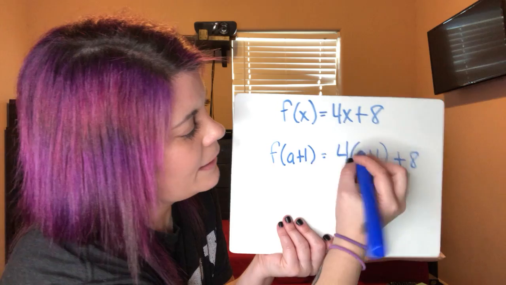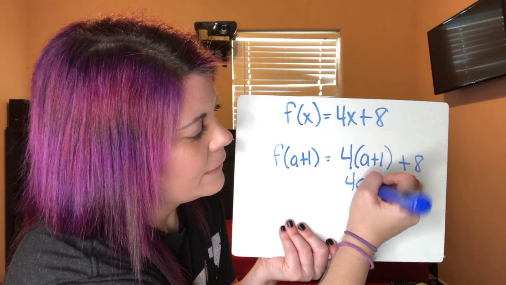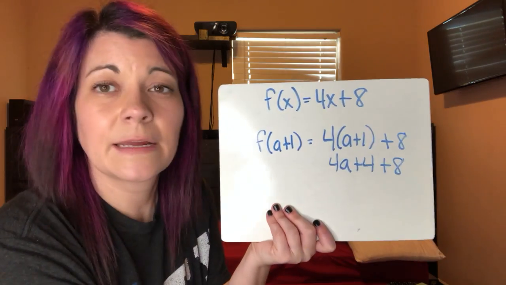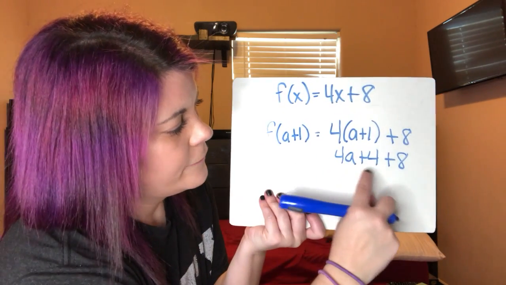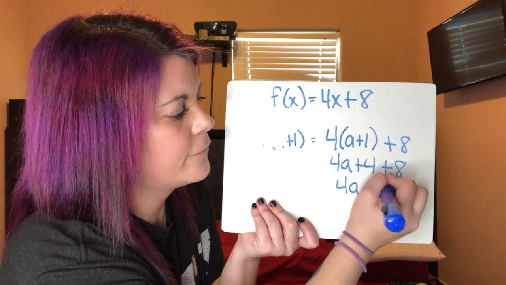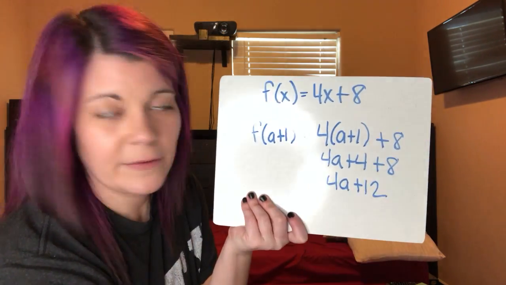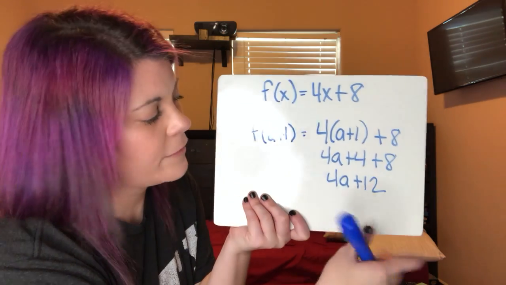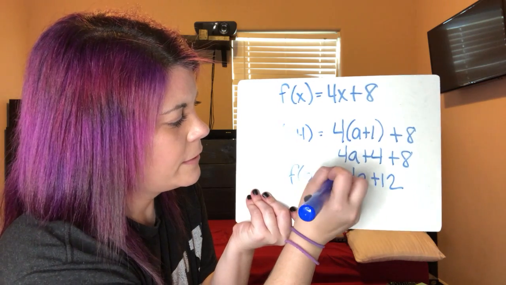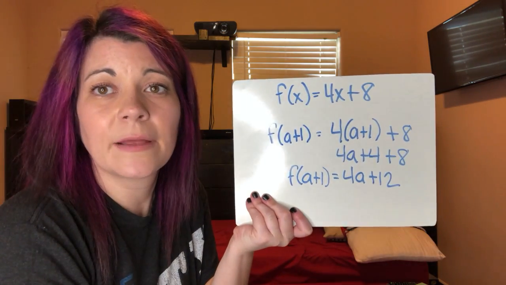Simplify. 4 times a is 4a. 4 times 1 is 4, and then plus 8. Then I can combine like terms. 4 plus 8 is 12, so we have 4a plus 12. And then I can't do anything else. I can't combine those because they're unlike terms. So the function of a plus 1 is equal to 4a plus 12.